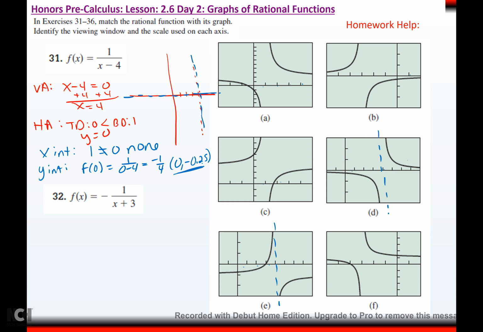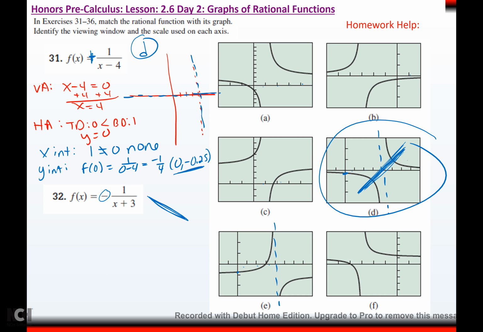The one that has the y-intercept: this one's crossing at almost negative 1. This one's at almost 0. This one's closer to negative 0.25. Plus, I know that it has to boomerang this way because the fraction is positive. There's not a negative out front like this one down here. When the fraction is positive, it's got to boomerang this way. When the fraction is negative, it's got to boomerang this way. So I know that 31 has to be D.